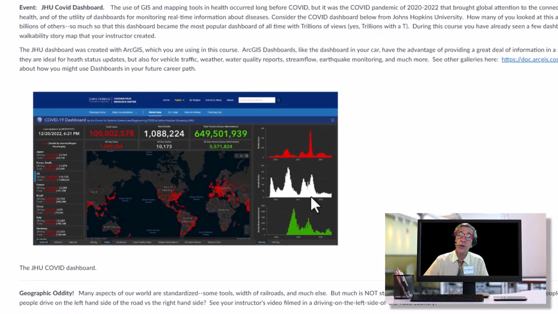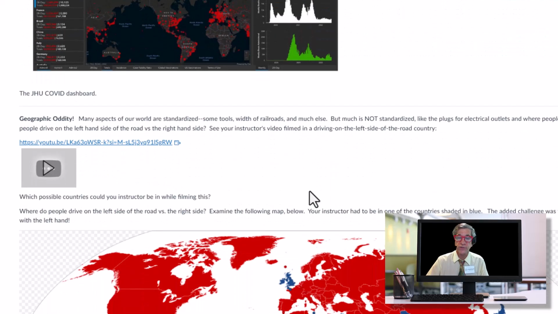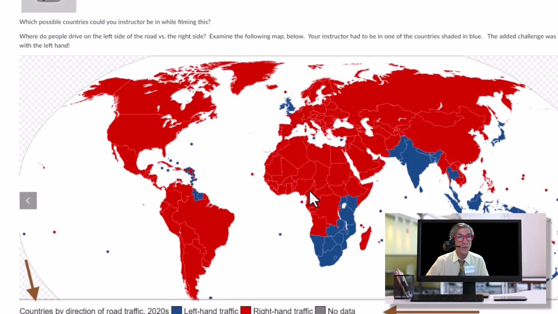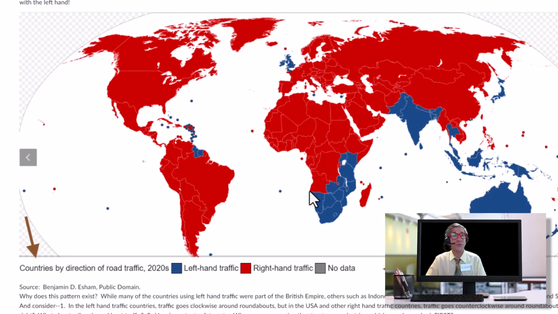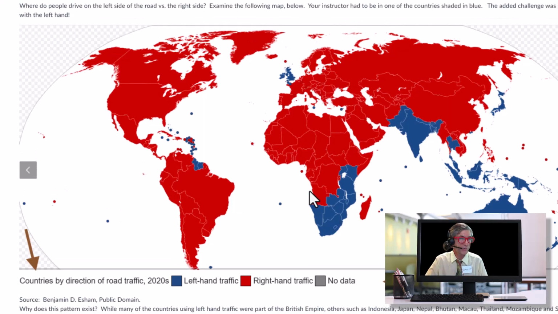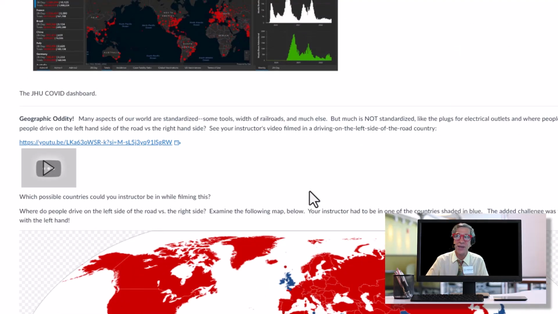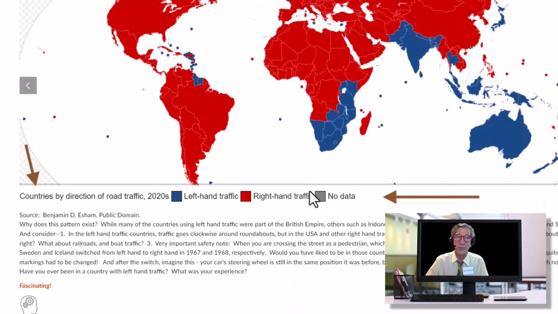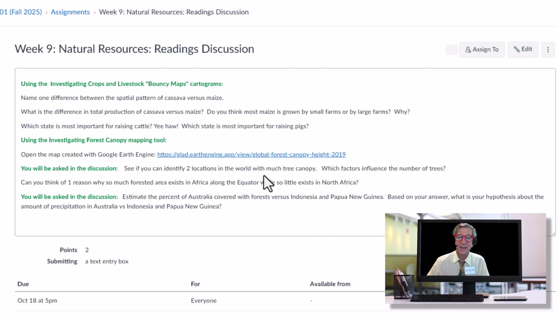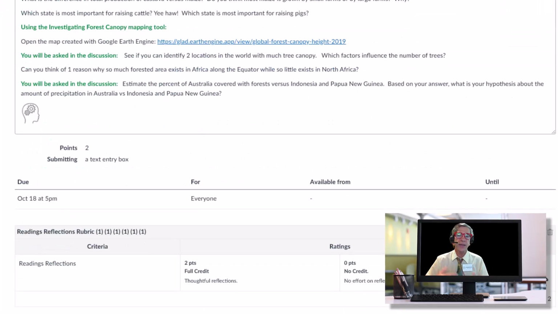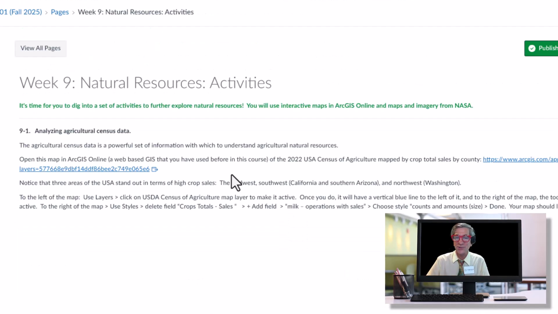The event is going to be COVID and the geographic tool implications that COVID had, including the ArcGIS dashboards. And the geographic oddity is going to be driving on the left side versus the right side of the road around the world. Interesting. Have you ever thought about which countries drive on the left versus drive on the right? Fascinating.